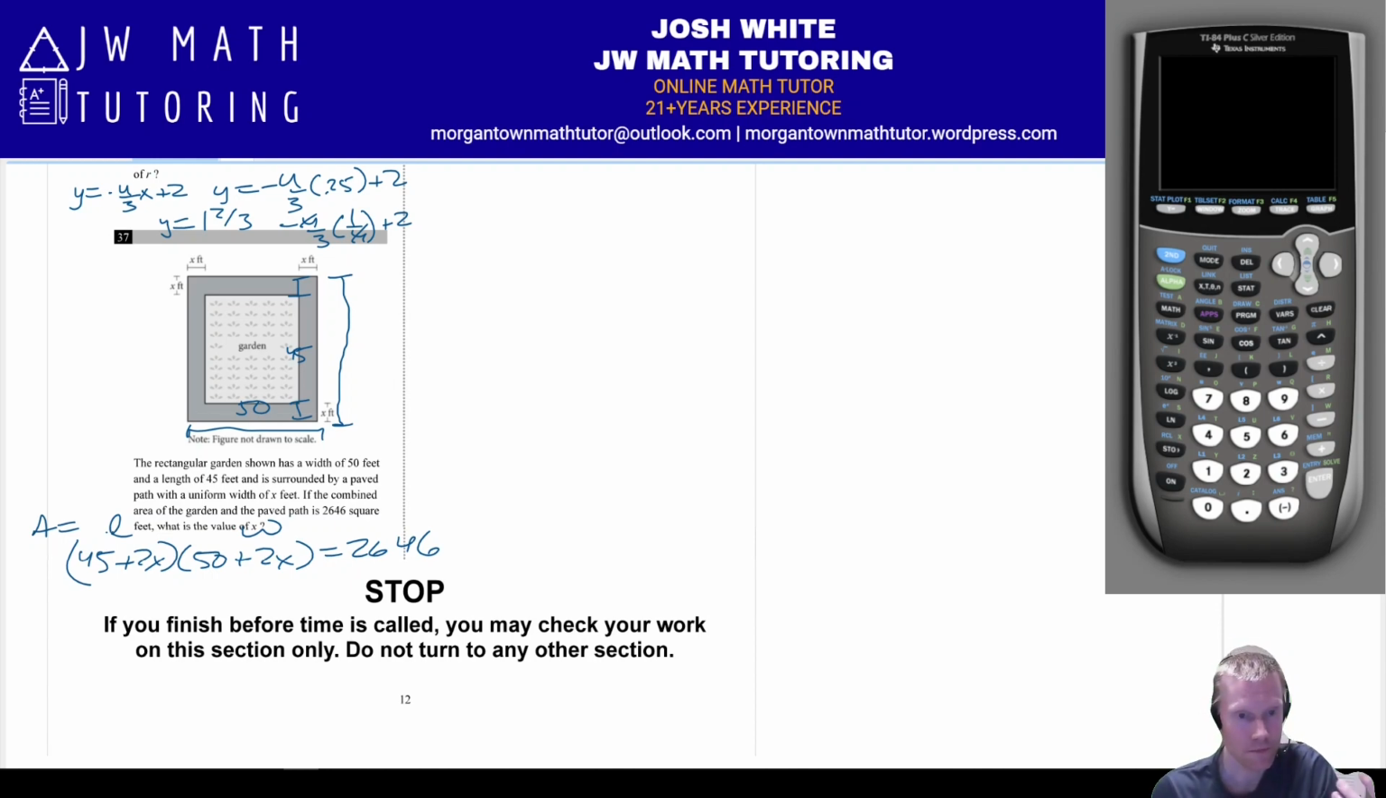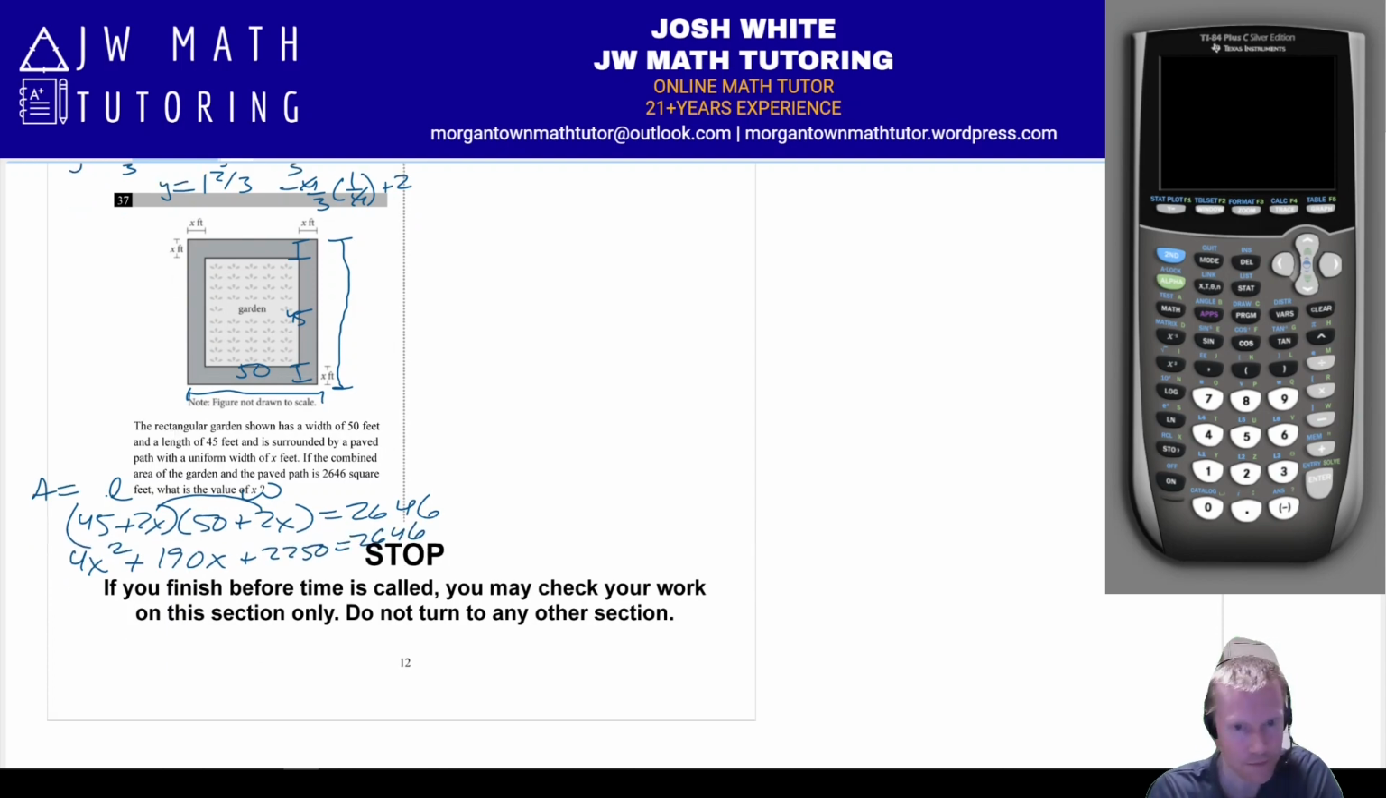So on the left side, you go ahead and FOIL this out. You're going to get 4x squared. Now for the inner and outer terms, you're going to get plus 100x and plus 90x, so you get plus 190x. I'm actually doing it kind of in reverse. The 4x squared comes from this 2x and 2x, the last two terms, but I'm putting it first because we're used to writing it in descending order. And then the 45 times 50 is 2250. We'll put that at the end, and that's equal to 2646.